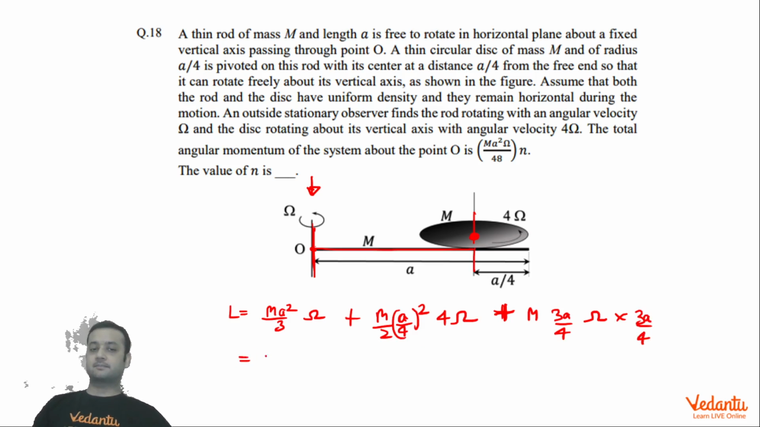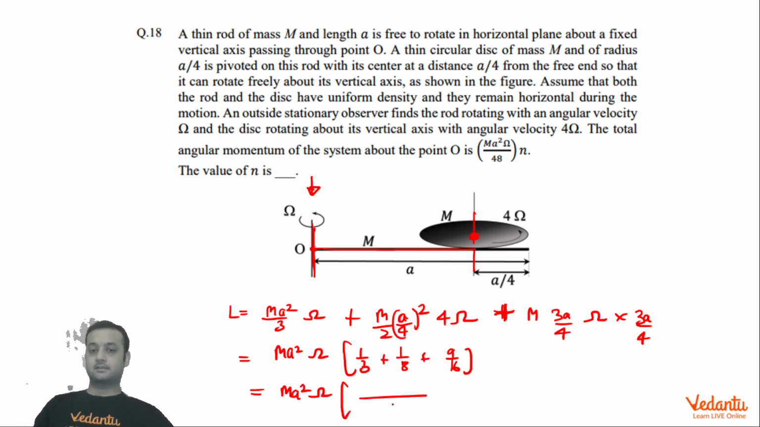So we can add this up. We can see that m a square omega will come out to be constant. Here 1 by 3 will remain. Here we will get 1 by 16 into 4, which is 1 by 4, plus half was also there, so 1 by 8. Here we will get 3 into 3, that is 9 by 16. If you take the LCM, 48 will be the LCM, and this will be 16, this will be 6, and this will be 27. So this will become m a square omega into 49 upon 48.